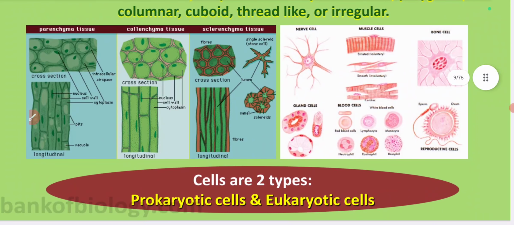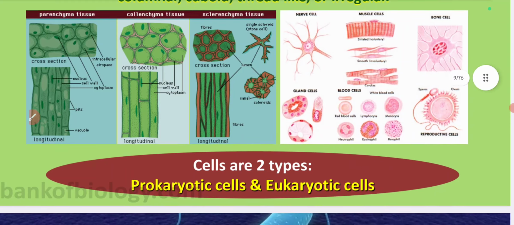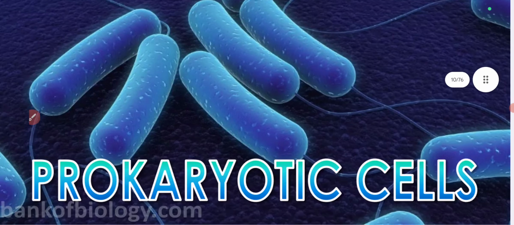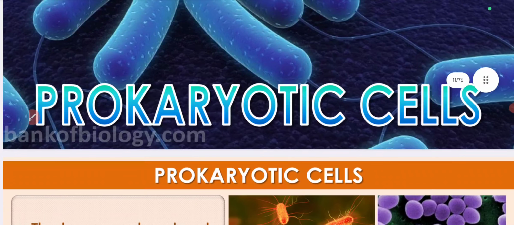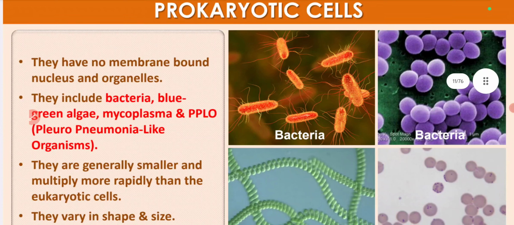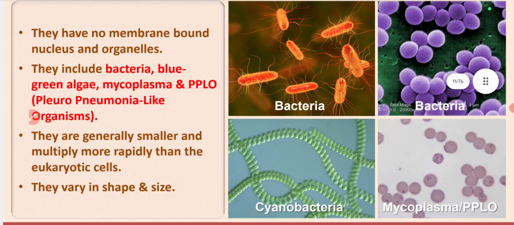Cells are of two types, prokaryotic and eukaryotic cells. You all know what a prokaryotic cell and a eukaryotic cell are from previous classes. So let's start with the prokaryotic cells. They have no membrane bound nucleus and organelles. They include bacteria, blue-green algae, mycoplasma and PPLO, pleuropneumonia-like organisms. They are generally smaller and multiply more rapidly than eukaryotic cells.